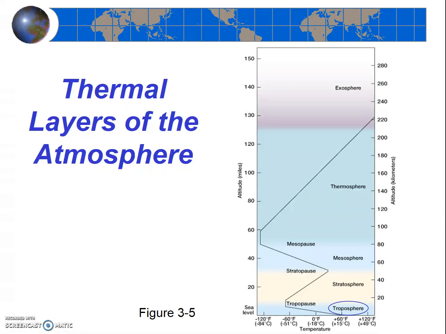First, let's check out the troposphere. How does temperature change as altitude increases in the troposphere? As you go up in altitude, hopefully you said the temperature decreases. Why is this? Actually, it's pretty simple. The heat source for the troposphere is the Earth's surface. The further you get away from the heat source, the colder it is.